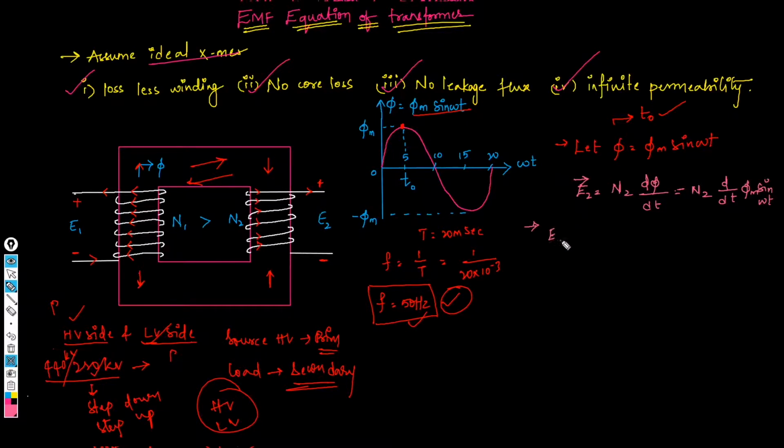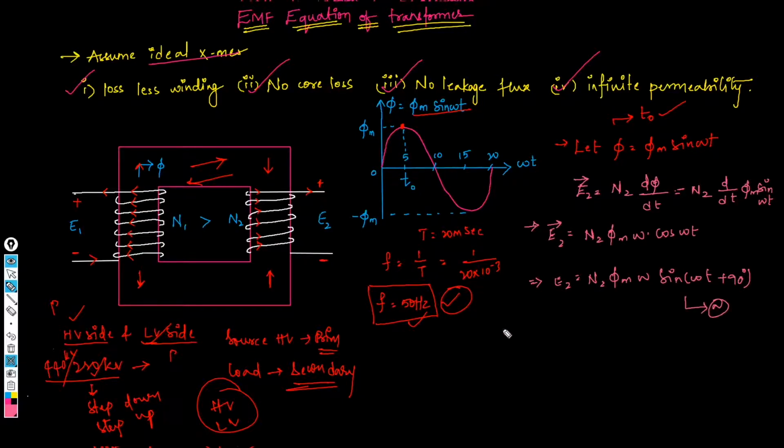Similarly, E2 phasor is equals to N2 phi m omega into cos omega t, from which I can write E2 is equals to N2 phi m omega. Both cosine and sine waveforms are the same, except there will be a delay in the cos one. So I can write cos omega t as sine of omega t plus 90 degrees. Let this be equation A.